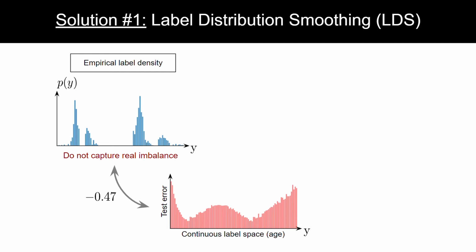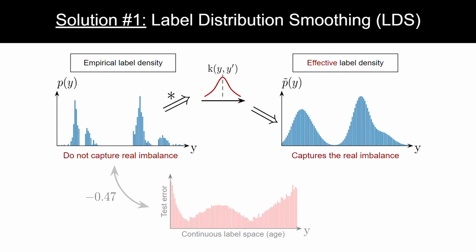Therefore, to capture the real imbalance as seen by the model, LDS leverages the idea from kernel density estimation. It convolves a symmetric kernel with the empirical label density distribution. This process gives us a kernel smoothed label density, which accounts for the overlap in information of data samples of nearby labels. And then, the resulting effective label density distribution turns out to correlate well with the error distribution now. This demonstrates that LDS captures the real imbalance that affects regression problems.